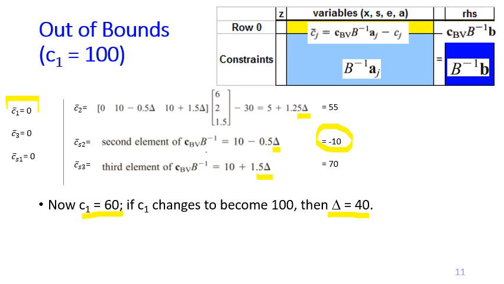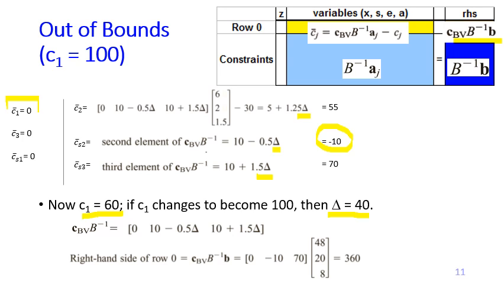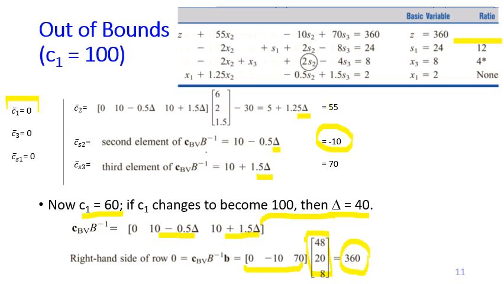Now we also compute the right-hand side of our row 0 using the formula CBV B inverse b. The CBV B inverse is this with respect to the change delta, and then we plug in delta equals 40. So this is the CBV B inverse, this is the small b, the coefficients of the right-hand side of the constraints in the original problem, and then we obtain the new value of the right-hand side of row 0, which is 360. Now we use the old optimal table and plug in all the new values. The coefficient of x2 becomes 55, the coefficient of s2 becomes minus 10, the coefficient of x3 becomes 70, and the right-hand side becomes 360. Other than that, everything is exactly the same as the old optimal table.